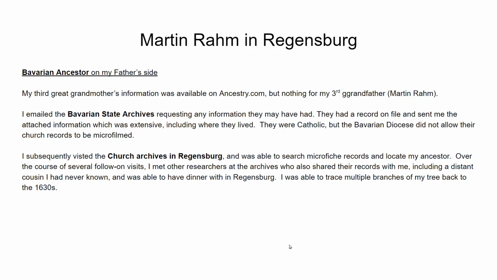But once I got the information from the state archives, I was subsequently able to go to the diocese in Regensburg, Germany, which is where the records for Bavaria are kept. And there they have the records on microfiche. And so over time, I was able to search once I knew the town and look at the records. And as a result of that, I was able to go back into the early 1600s. And like about 1600, as George said, is about as far back as church records go. And the same applies in Germany. Beyond that, it's really unknown.